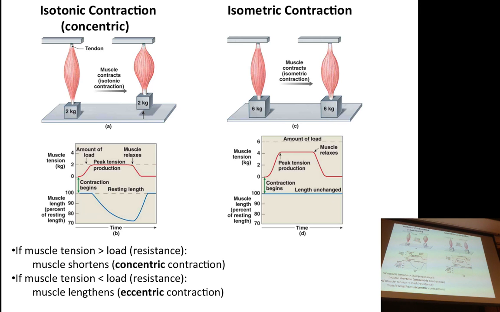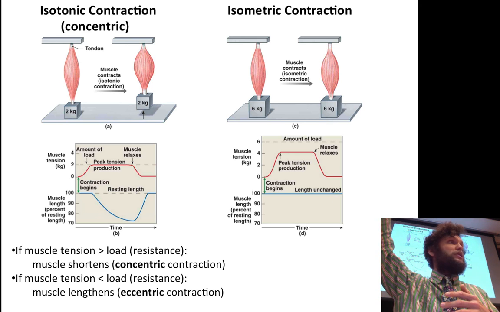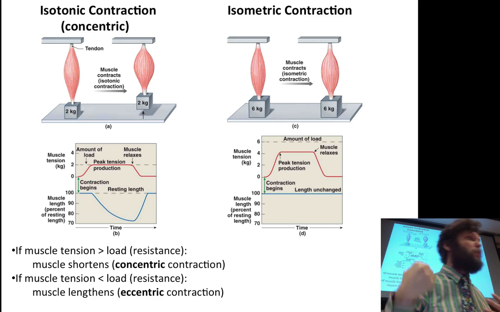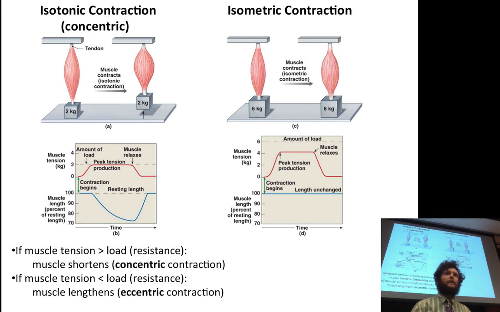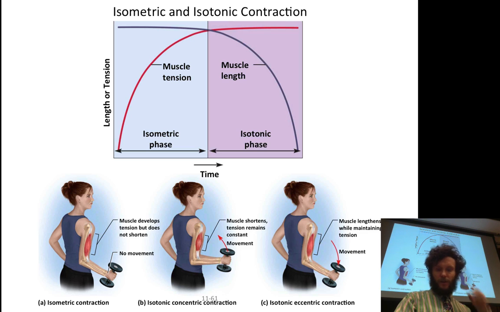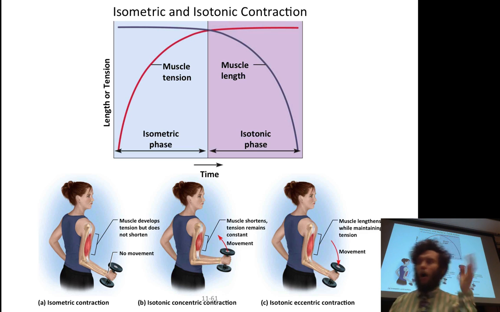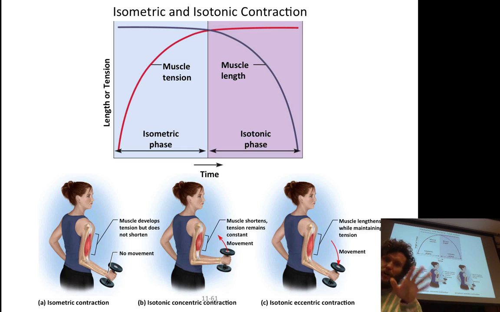When the resistance is greater than the applied force, it's called isometric because the length of the muscle doesn't change even though the tension is going up. You're not actually able to move the thing that you're trying to move. But in isotonic contraction, the tension is greater than the resistance, and so the length of the muscle is able to change. You're able to move whatever you're trying to move.